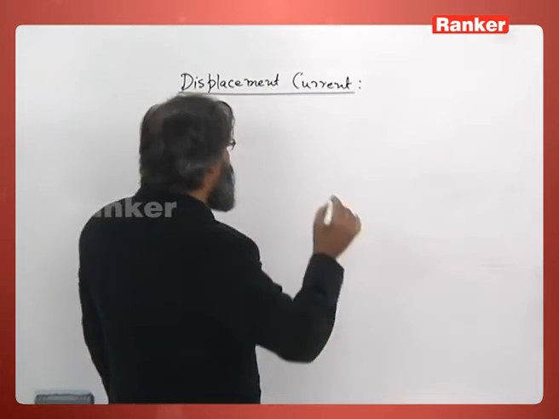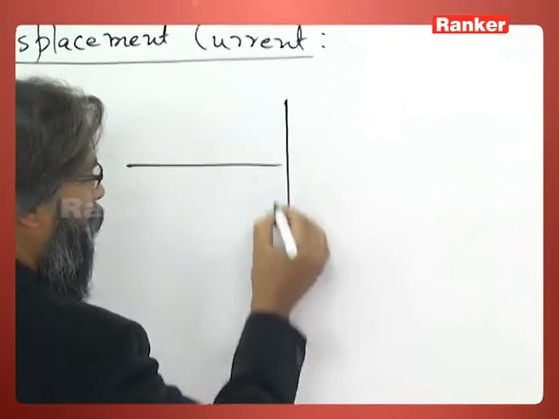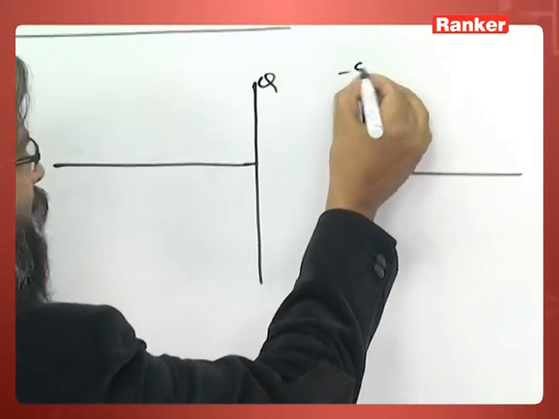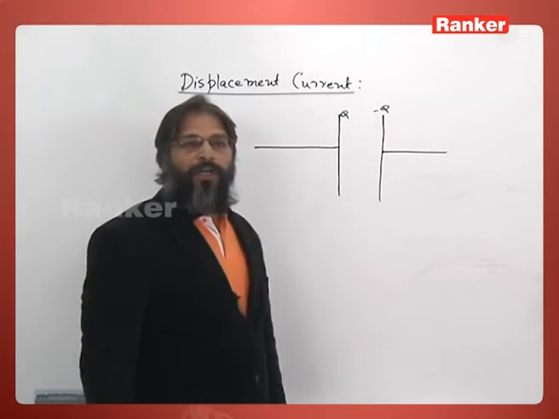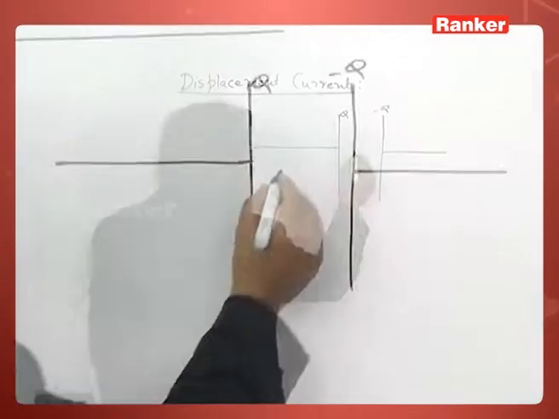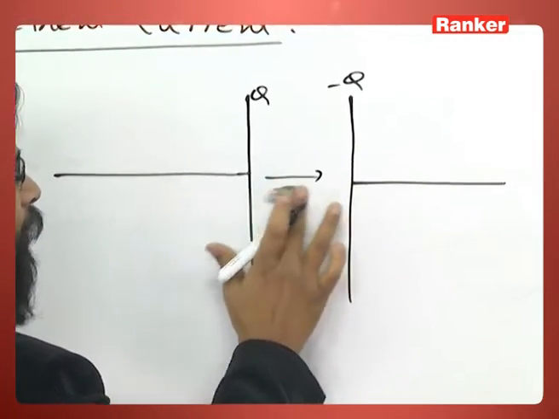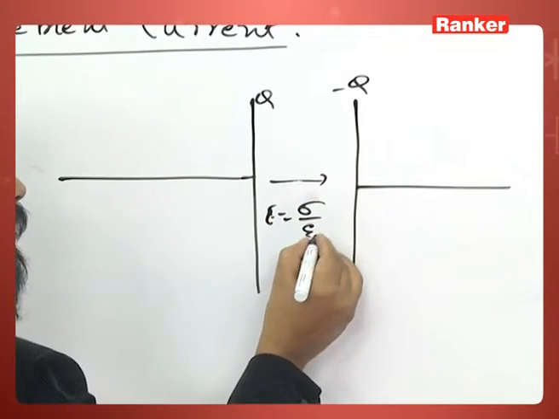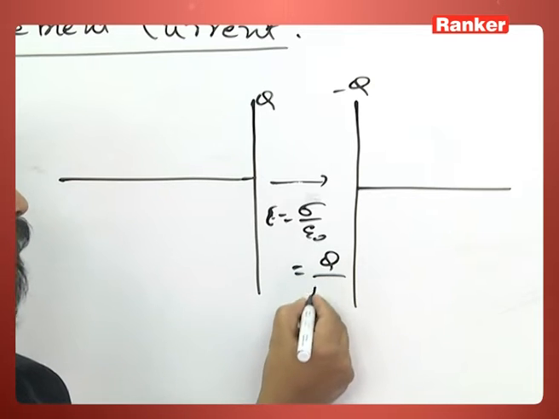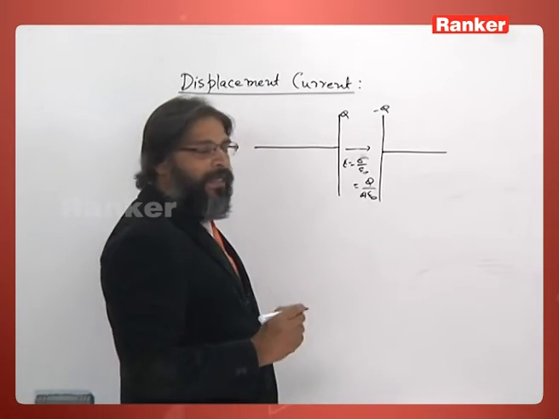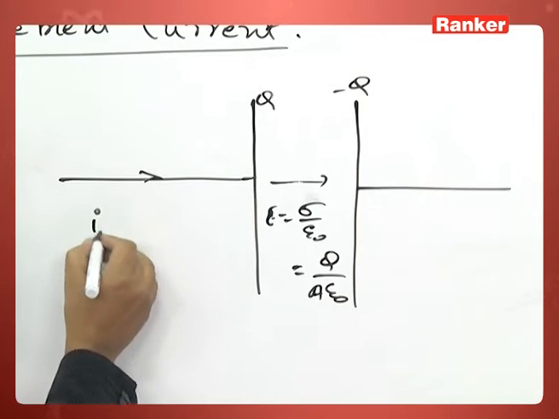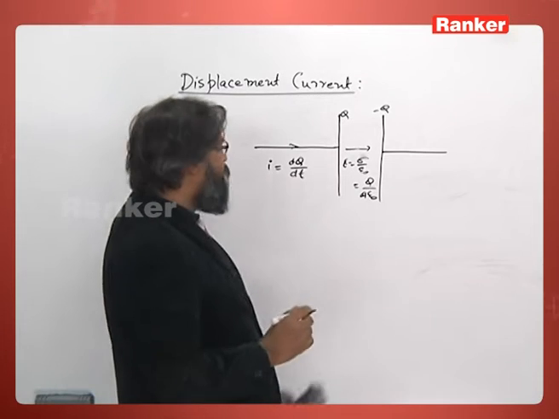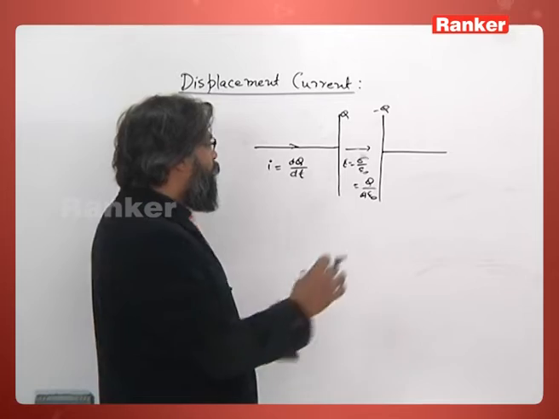Now you see, this is our capacitor, and in this Q and minus Q is some instantaneous charge on the plates of the capacitor. The electric field E will be equal to sigma by epsilon naught, which can be written as Q by A epsilon naught. Now the current I is equal to dq upon dt. This is the conduction current.